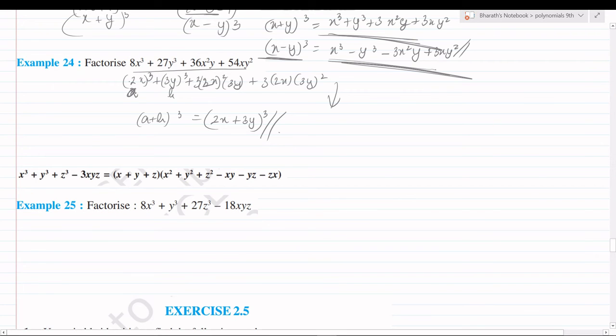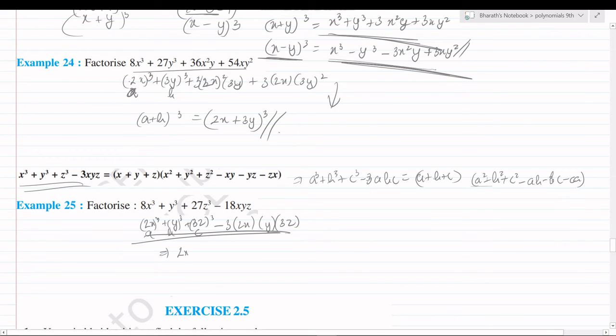Factorize like this: 2x plus y whole cube plus 3z whole cube minus 3 into 2x into y into 3z. Done. But this whole thing is in the format of this identity, so just substitute the correct values in its place: a plus b plus c, so 2x plus y plus 3z.